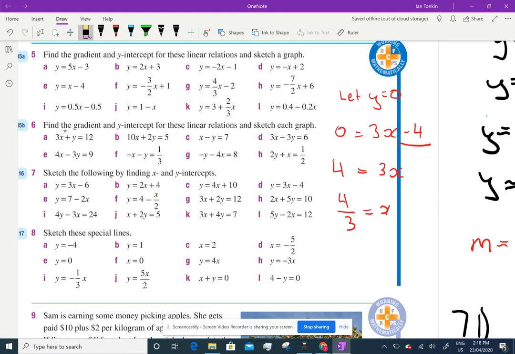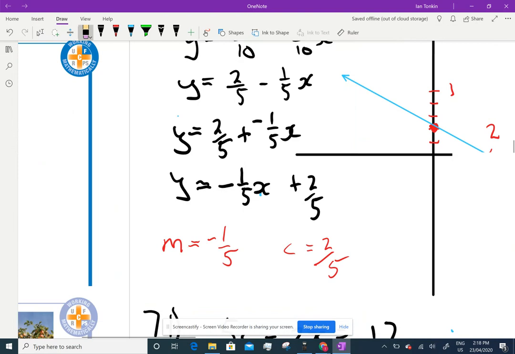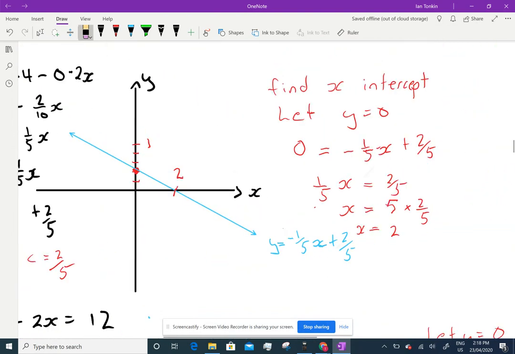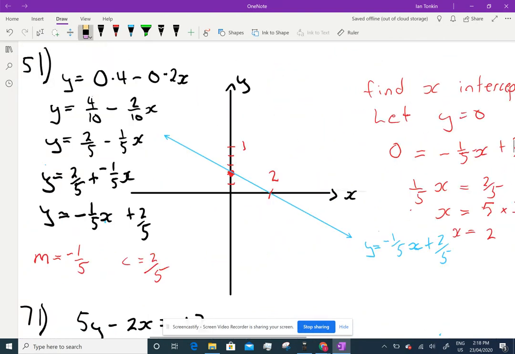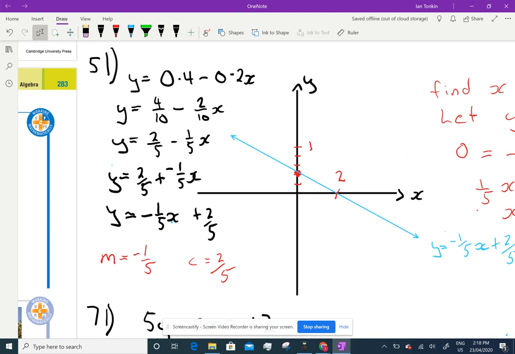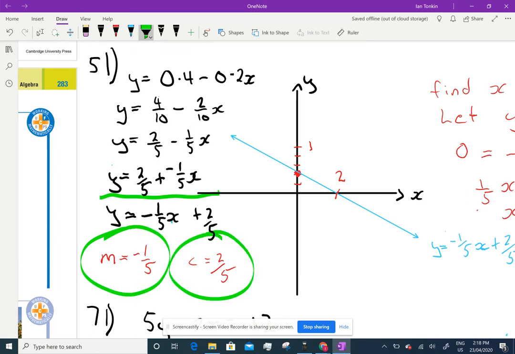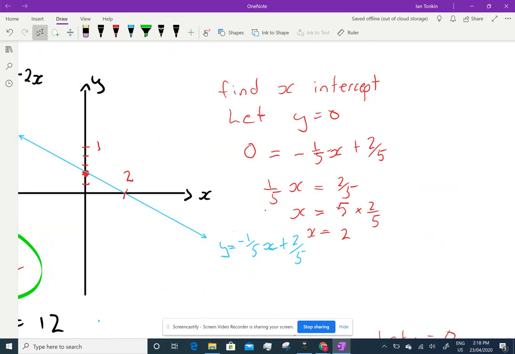Anyway, you can always do it by just letting y equal 0 and solving the equation. So those steps again, make sure it's written in gradient-intercept form. Find your gradient, find your y-intercept, and to find the x-intercept, let y equal 0.